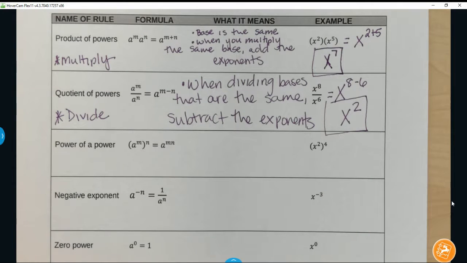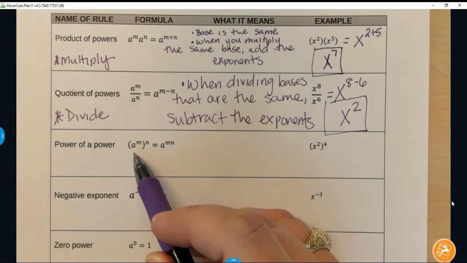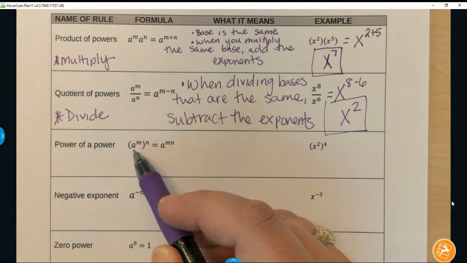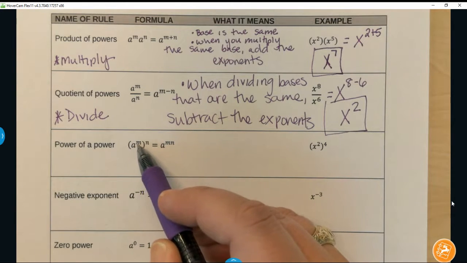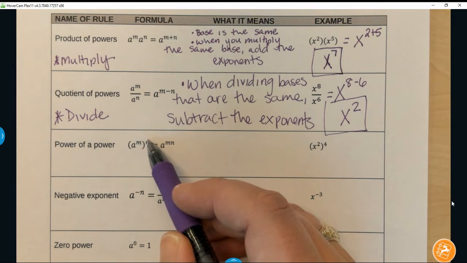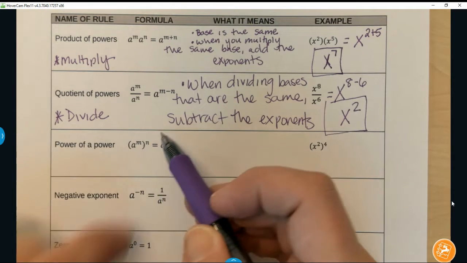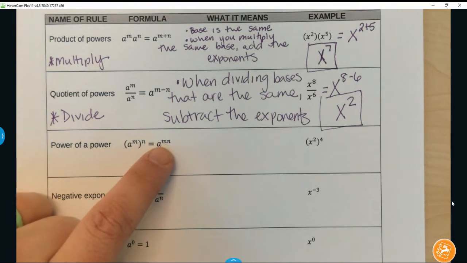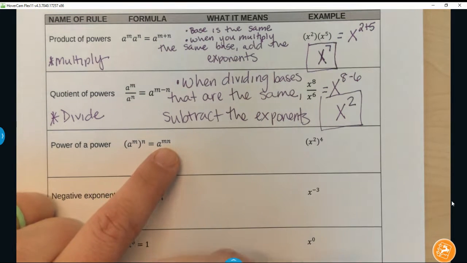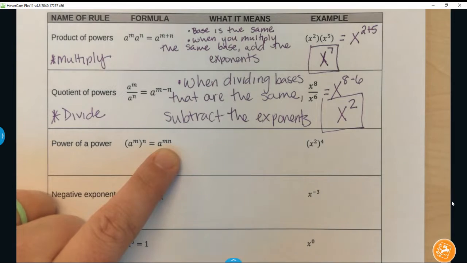Next up, we're going to have power of a power. So if you notice, this is different than multiplication because you have a base that has an exponent raised to an exponent. So do not get that confused with the multiplication. You have an exponent raised to an exponent. And if you notice over here, they just write the m and the n next to each other, which means you're going to multiply them together.